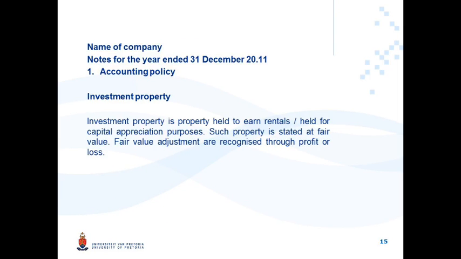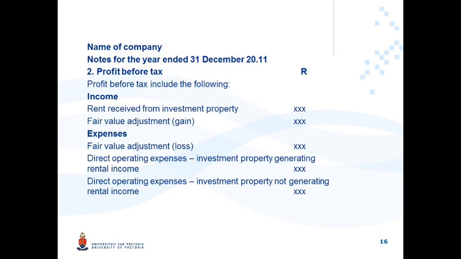This is an example of an accounting policy note for investment property. IAS 40 identifies very specific disclosure requirements in your profit before tax note. These include rent received from investment property and fair value adjustment, gain or loss. Fair value adjustment, gain or loss usually forms part of your investment property note as well. The reason why it will be included in the profit before tax note is because if it's material, it is expected through the requirements of IAS 1.